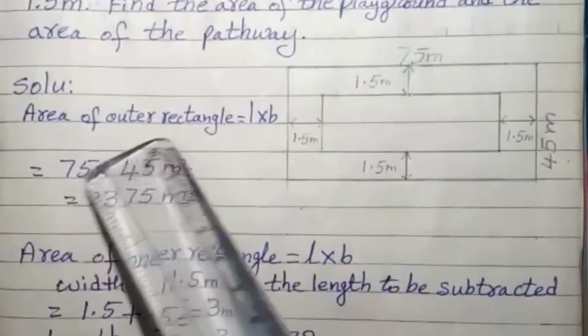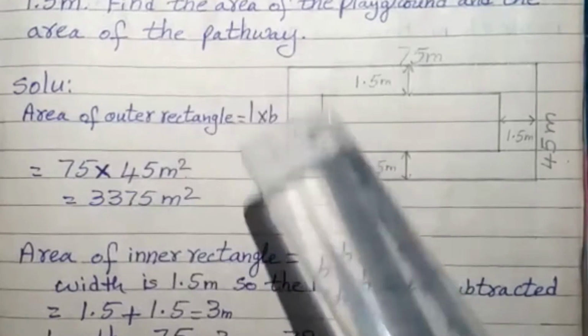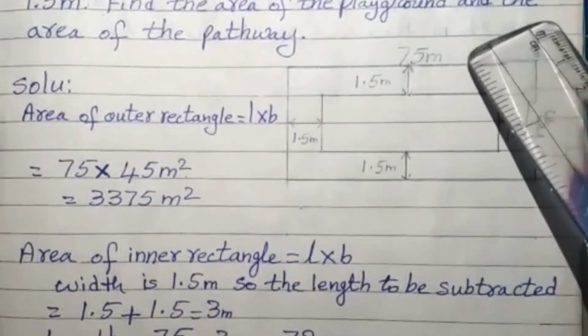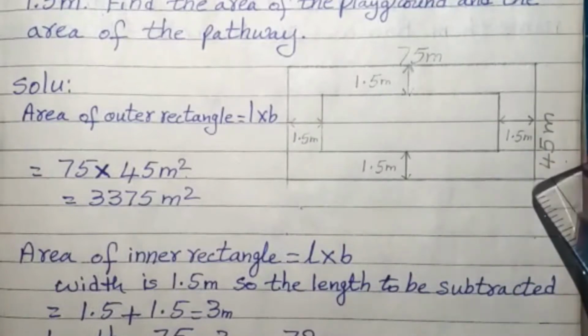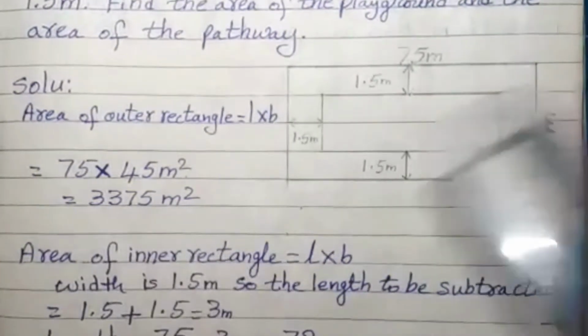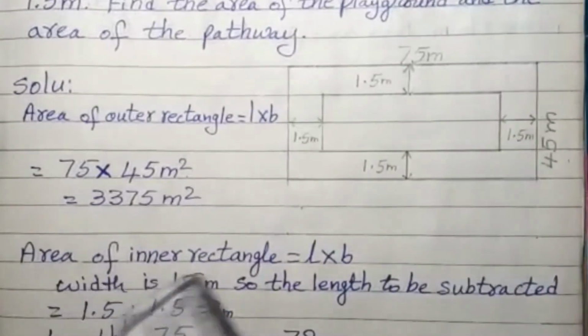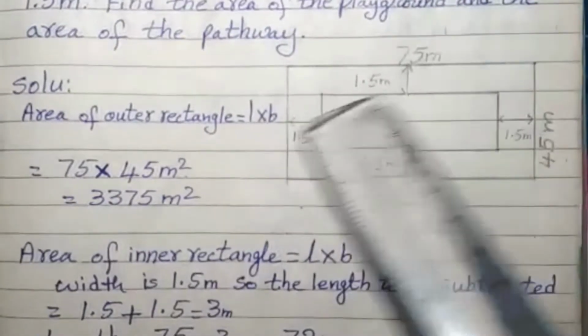Solution. Area of outer rectangle is equal to length into breadth. 75 into 45 square meters is equal to 3,375 square meters.